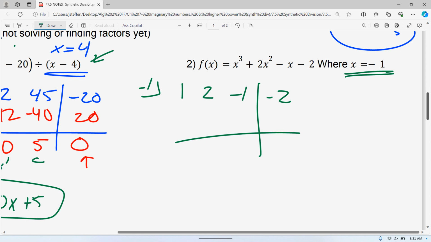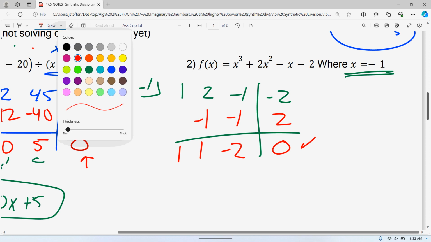And set up your synthetic division. Your 1 drops down. -1 times 1 is -1. 2 minus 1 is +1. Again, just be careful with positives and negatives. 1, add those together, -2. A lot of people put 0 for that. 2 is +2. That ends up giving you a remainder of 0. That's what we want. So you don't have to do this part, but it does help a lot of students.